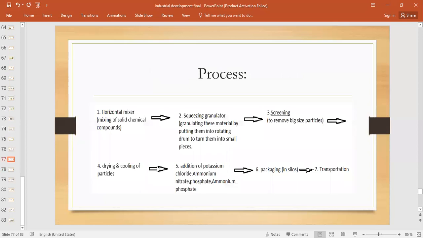Now let's discuss the process in order. The first step is the horizontal mixer, right? What happens? I'll show you the diagram also, so you'll understand more, right? What happens in the horizontal mixer? Mixing of solid chemical compounds is done, right? All the solid chemical compounds that we discussed as raw materials are being mixed up in the horizontal mixer, right? I'll show you the picture also later on.